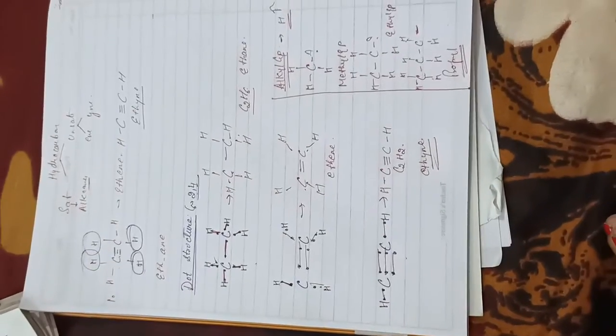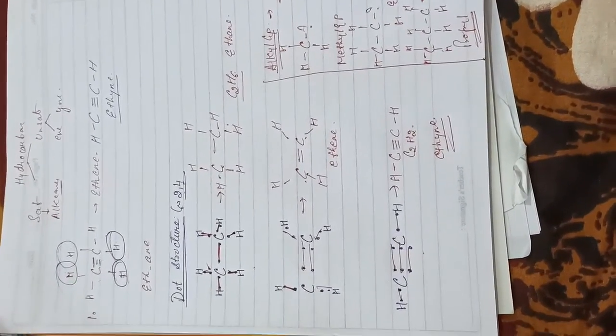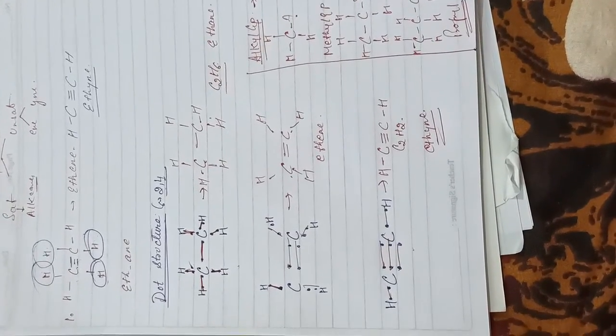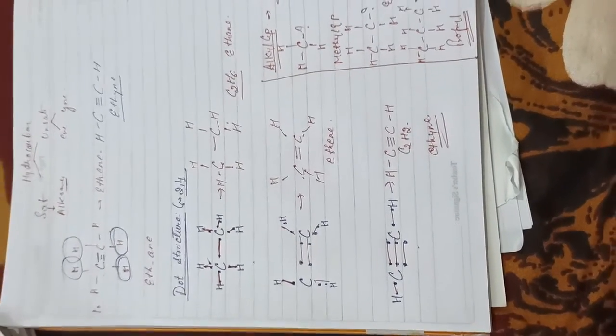Today we are completing up to here: dot structures and the alkyl group. Various dot structure diagrams are there in your book, and various points are written, diagrams and structures are there. All those things you have to write in your copies.